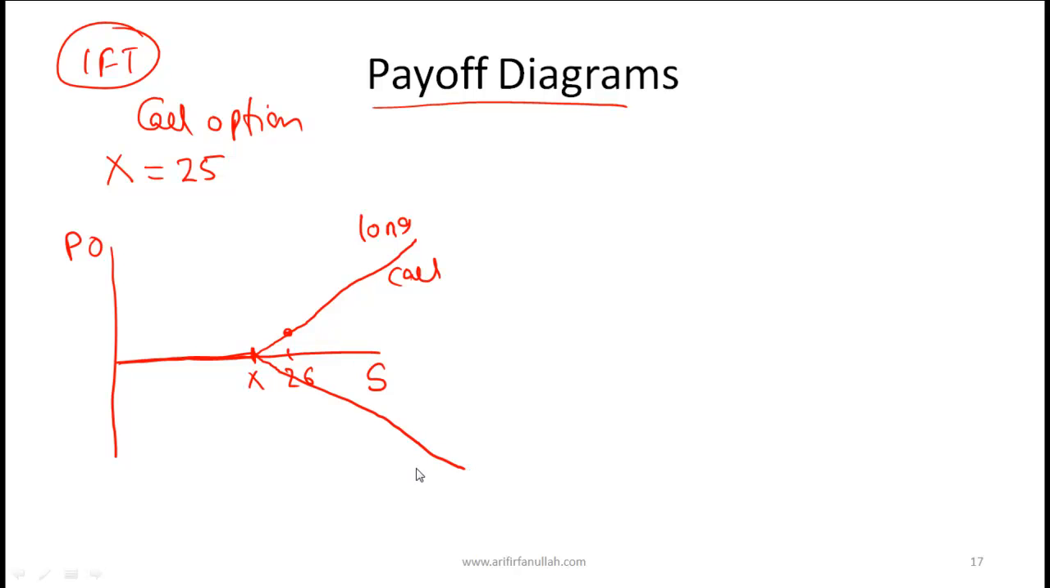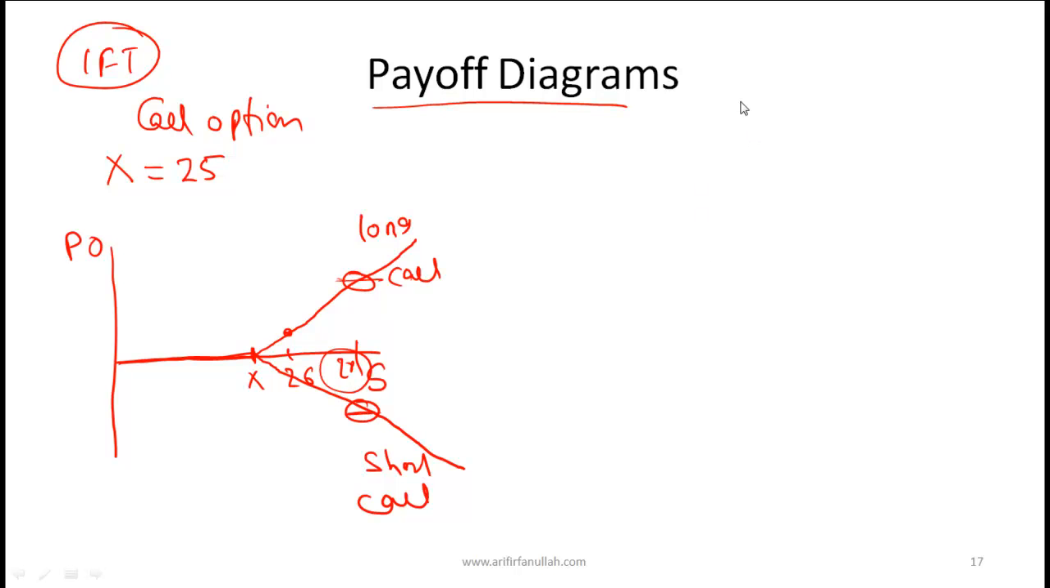So the payoff for the short call is simply the mirror image of the long call. Remember, this is a zero-sum game in the sense that when the long benefits, then the short loses out. So if at expiry the stock price is 28, that means that the payoff for the long is 3, and that payment has to be made by the short. So the payoff for the short is -3. So that's your long call and short call.